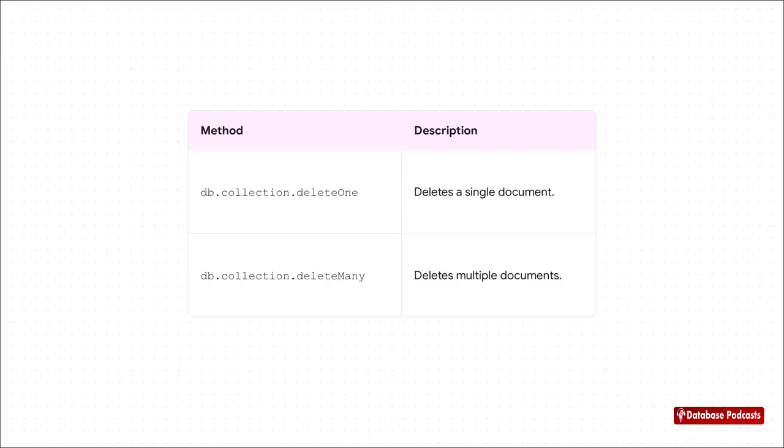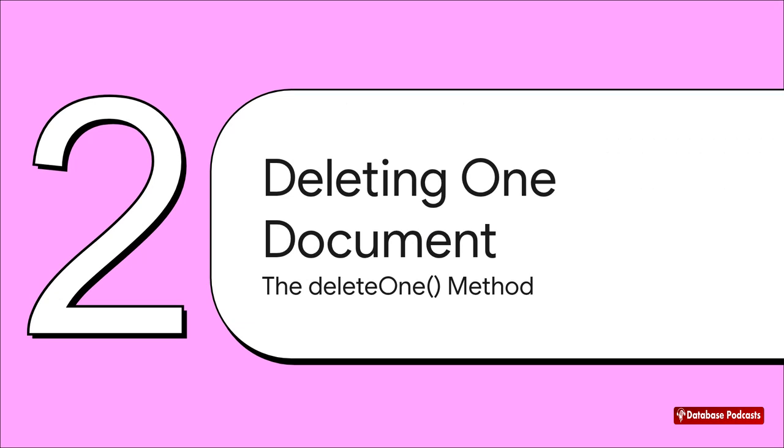The great thing is, MongoDB keeps things really simple. There are two main commands for deletion: deleteOne and deleteMany. And honestly, their names pretty much say it all, right? Think of deleteOne as your surgical scalpel. It's for removing one very specific document. deleteMany, on the other hand, is more like casting a wide net. It's designed to catch and remove every single document that matches your criteria. So, let's pick up that scalpel first.